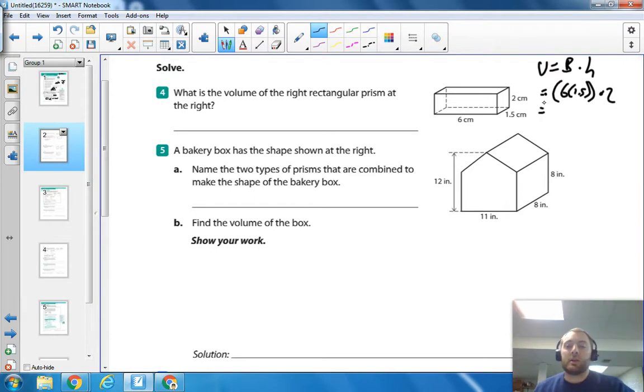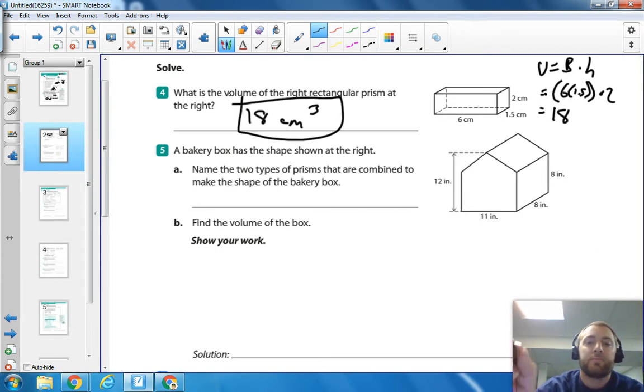You're going to want to have your handy dandy calculator available. 6 times 1.5, I believe, is 9. And then that times 2 would get you 18. That's exactly what I got. So my answer is 18 centimeters cubed for volume. All right, let's go to number 5.